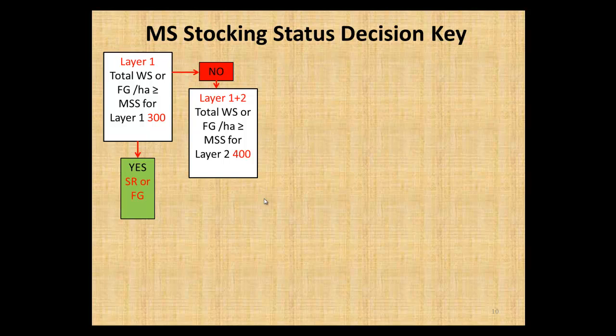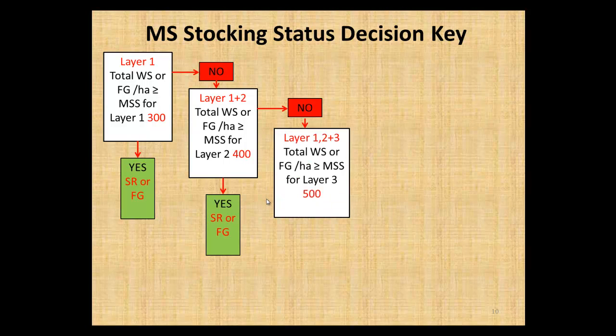So with layer 2s, if we add them all together, are we equal to or greater than 400 per hectare? If the answer is yes, then we're SR, or free growing. If we're not, we add in the layer 3s. And again, the same test, but again, the minimum starts coming up. And so collectively across all 3 layers, do we meet the minimum 500? If we do, then it's SR.